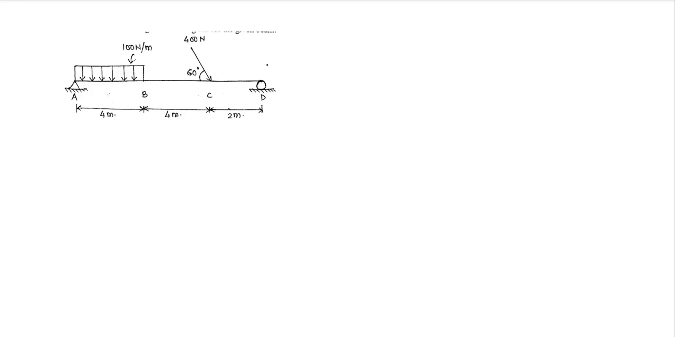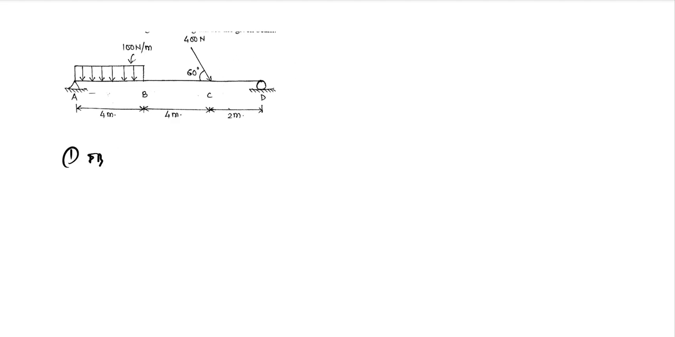Welcome. So now we're going to solve this question based on SFD and BMD, where we have been given that AD is a beam. Let us call it AD. We have a UDL between A and B, an inclined force at C, a roller support at D, and a hinge support at A. So let us see how we can solve this.